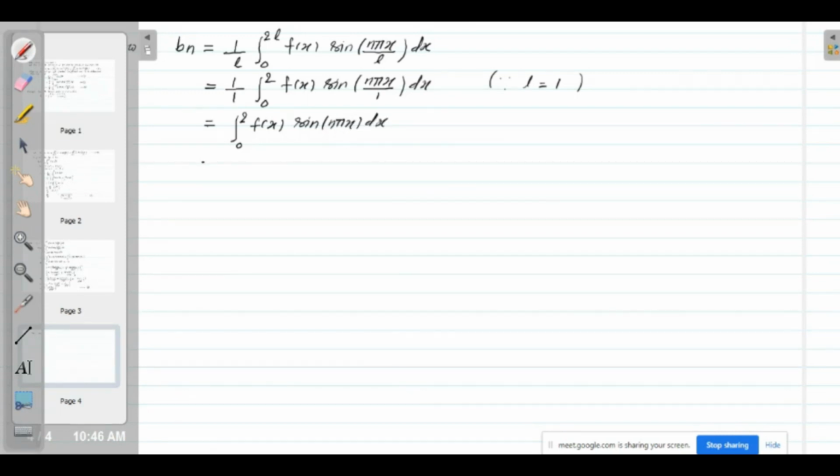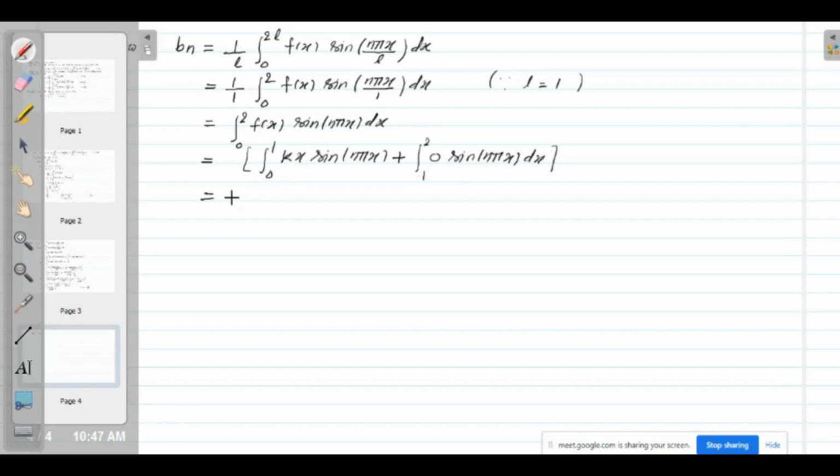Just break your function into two parts because we have two functions. So first the limit runs from 0 to 1, and f of x for limit 0 to 1 is kx, and sine n pi x, plus the second limit running from 1 to 2, and for that limit the function is 0, so 0 into sine n pi x and dx. Okay, so just integrate this.